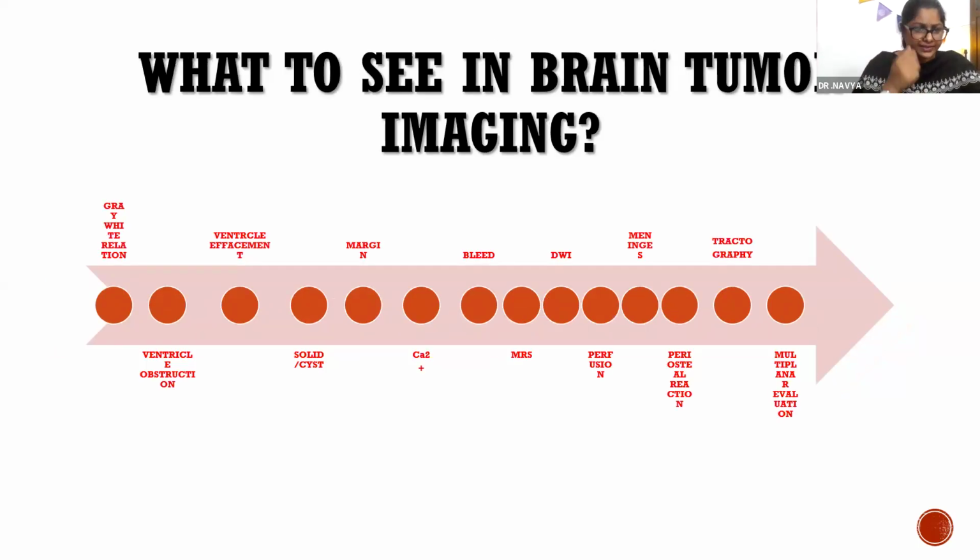And what more do I see? Gray-white relationship is what I need to see, mostly with the surgeons also. And is there a ventricular block, and what are the margins like? Is it solid, cystic? What's the calcification? Is there a bleed? What is the MRS image in that particular image? What is the DWI in that? All this I have to see while I am seeing a brain tumor.